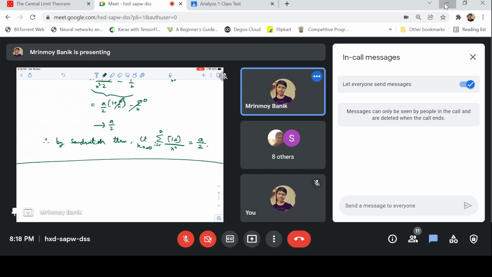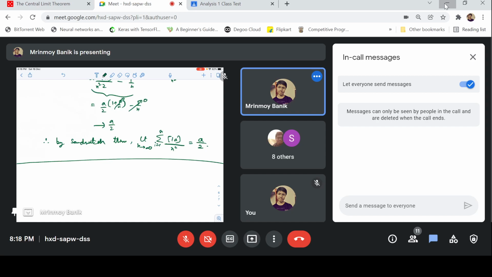First we fix an epsilon positive. So by definition 1, there exists a delta epsilon such that for all y, mod y minus a less than delta epsilon implies mod f(y) minus f(a) less than epsilon.